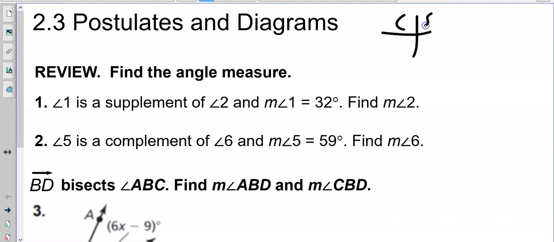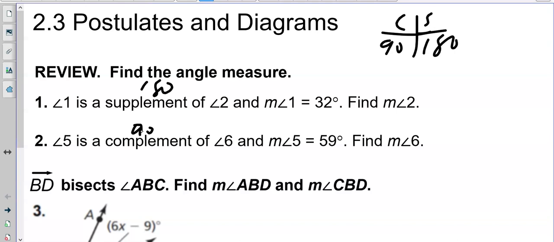C comes before S in the alphabet, and 90 comes before 180 in numbers. So supplement is 180, complement is 90. That will help us keep it on track. So angle 1 is supplement of 2. That means they both add up to 180.